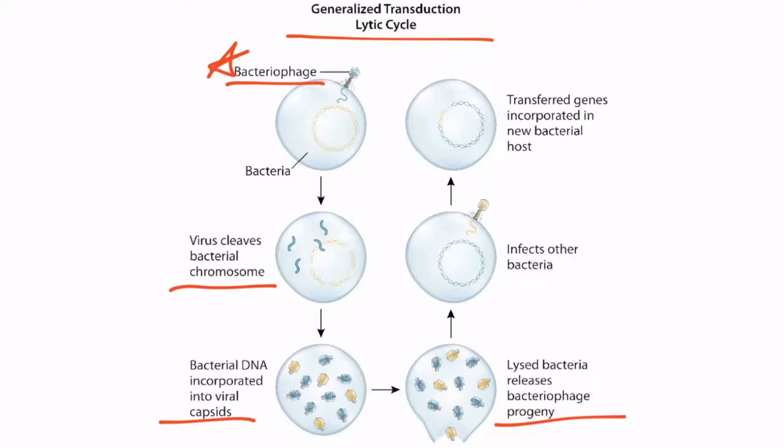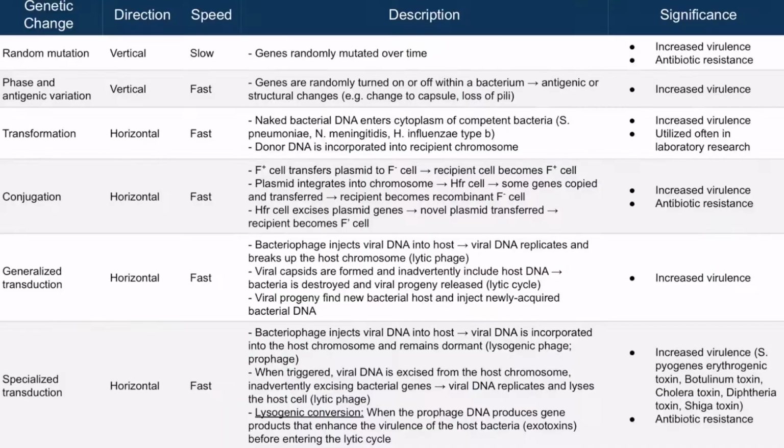These little bacteriophages can then go and infect other bacteria, and they can transfer their DNA to the next host that it attacks. And this process ultimately results in lysis of the bacteria. So this is called the lytic cycle. Lytic for lysis. So again, generalized transduction is horizontal, fast, and can be significant because it can increase the virulence of recipient bacteria. But generalized transduction is not as significant as specialized transduction. Let me show you why.